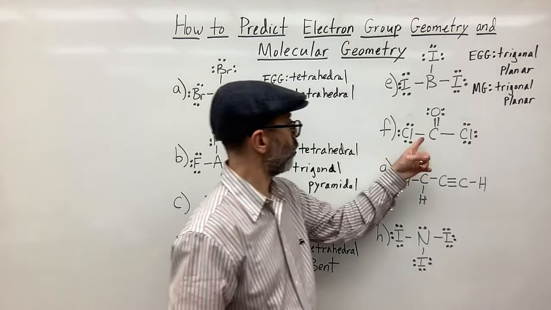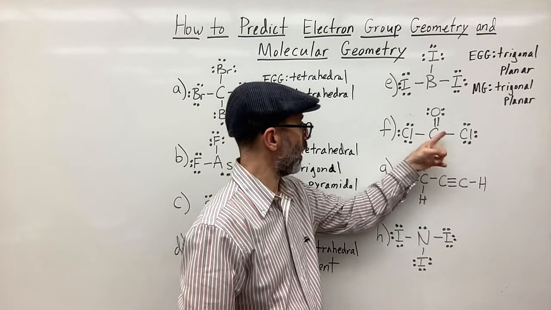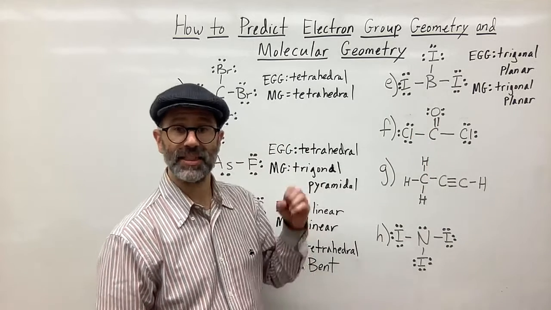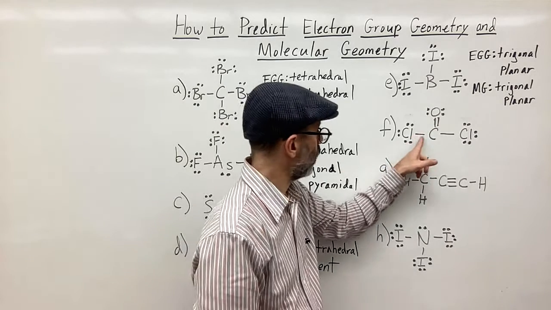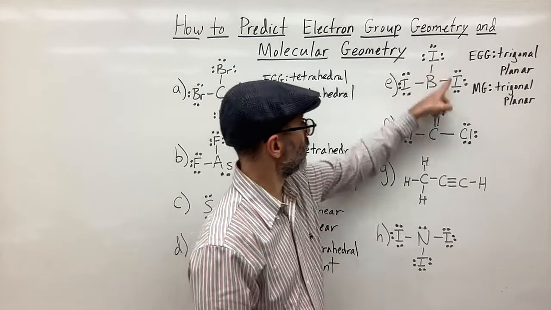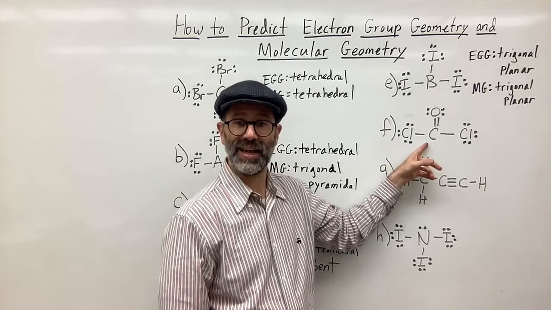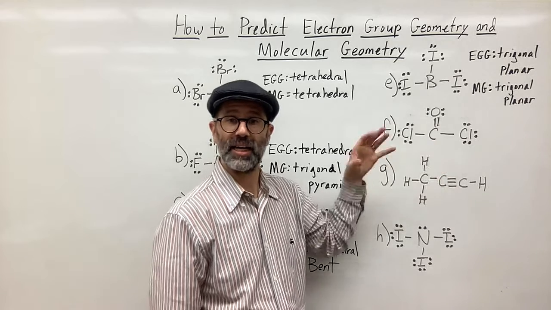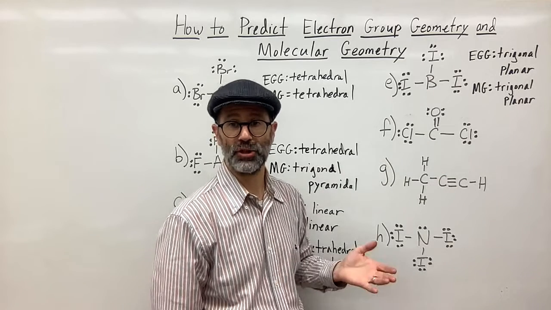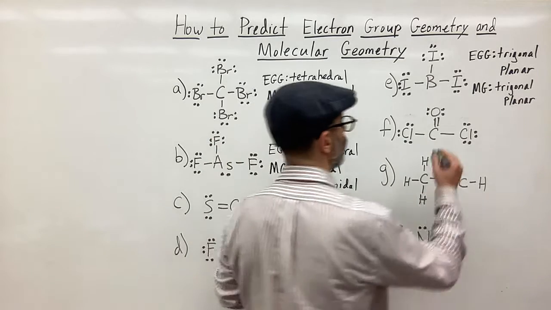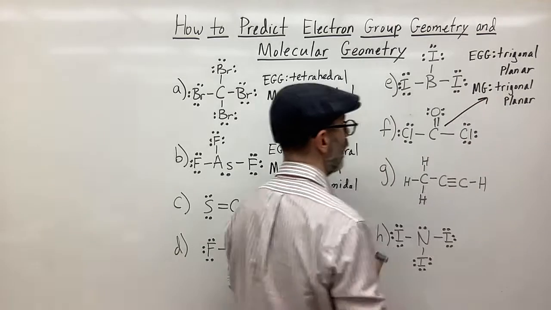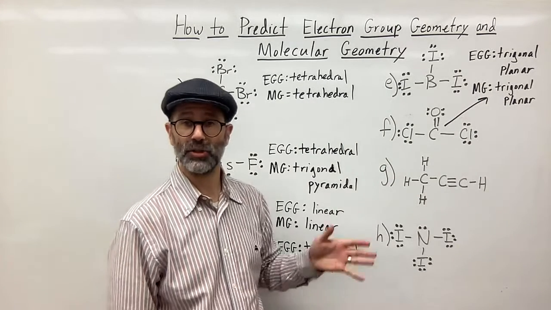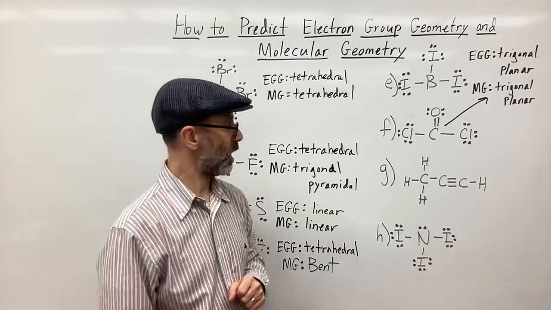All right, next, notice we have, again, 1 single bond, 1 single bond, and 1 double bond. The double bond is considered one group. So again, we have 1, 2, 3 groups, just like up here. So this, again, is trigonal planar. And because there's no lone pairs on there, the electron group geometry and the molecular geometry are both the same. So I'm just going to draw an arrow there. So that carbon also has trigonal planar electron group geometry, trigonal planar molecular geometry.